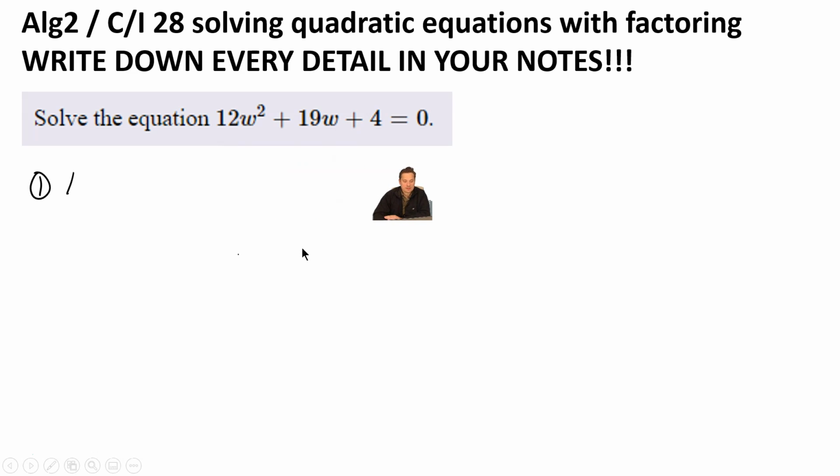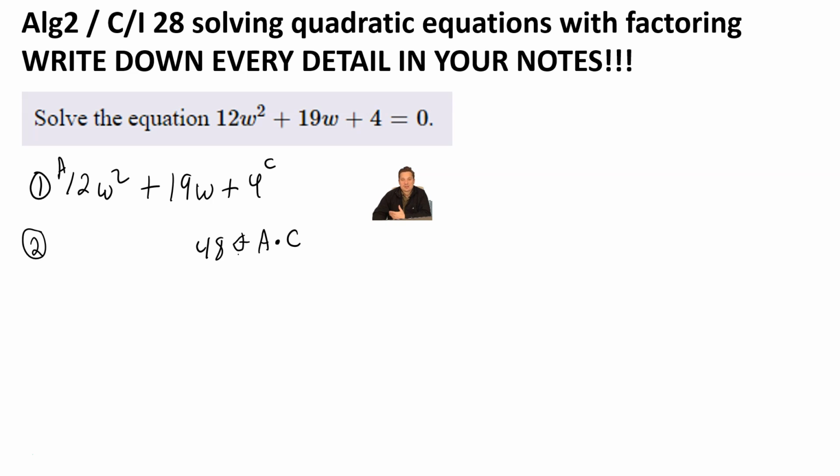First, I'm just going to rewrite the equation one time. So I have 12w squared plus 19w plus 4. The 12 that you see is the A, and the 4 at the end is the C. I want to know that because when I factor the left side, I'm going to use the AC method. So I'm going to have the value of A multiplying C. That's 12 times 4, which is 48. In other words, that is A times C.